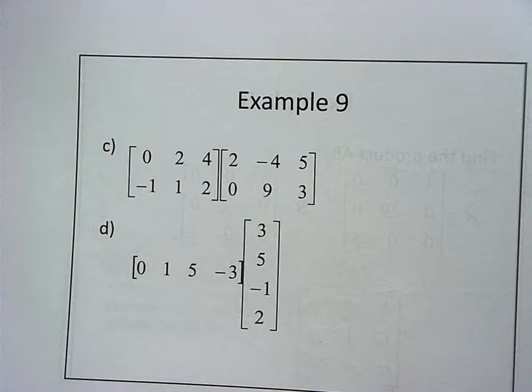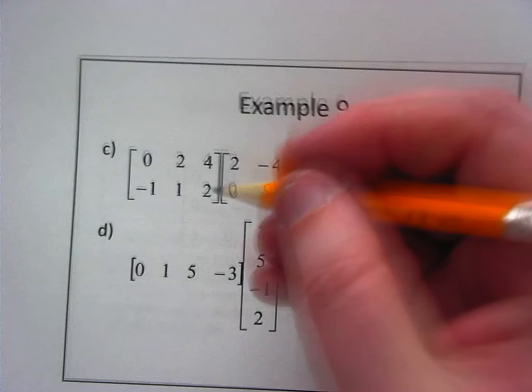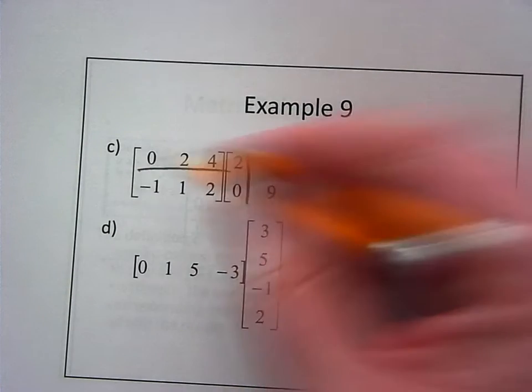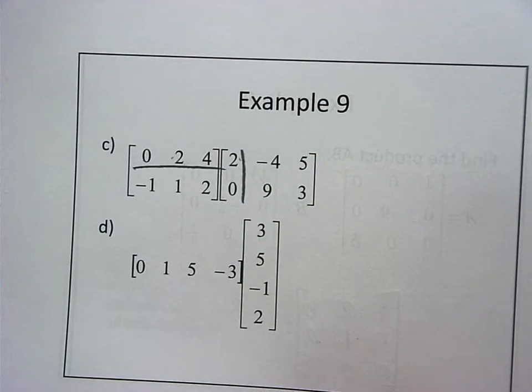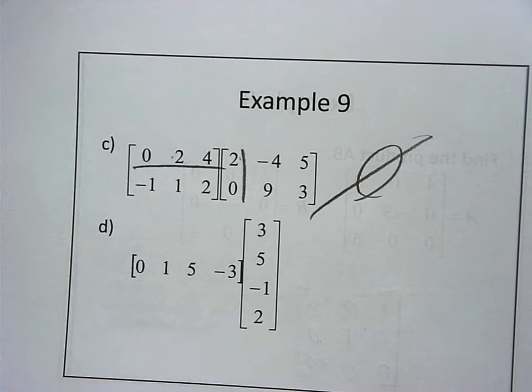Why? Because the middles don't match. Yeah, the middle numbers don't match. If I tried to multiply this row by this column, I take 0 times 2, 2 times 0, and 4 times, well, nothing that exists. So this one, you can't multiply.